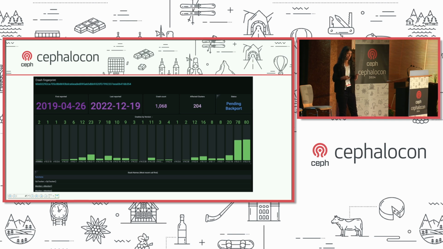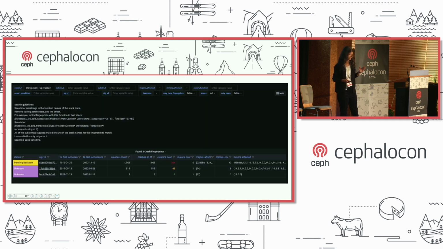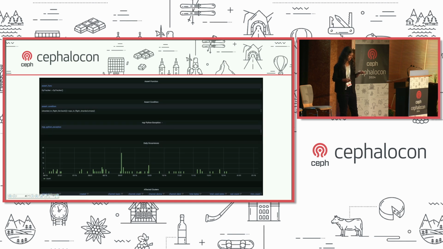We can see how many clusters were affected by it, when it was last reported and first reported, how many raw crashes we saw of that, and we can see also daily occurrences for that.